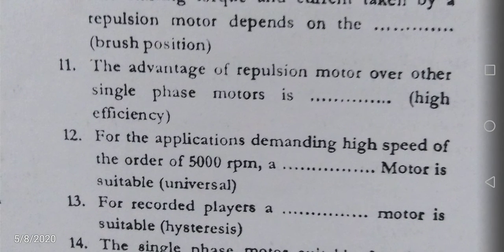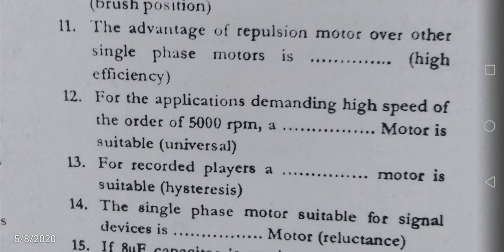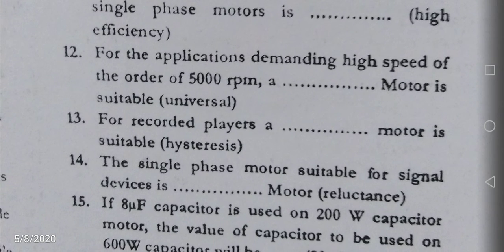For applications demanding high speed of the order of 5000 rpm, the suitable motor is a universal motor. That means whenever the speeds are above 5000 rpm, the suitable motor is a universal motor. For record players, hysteresis motors are used. The single phase motor suitable for a single device is the reluctance motor.